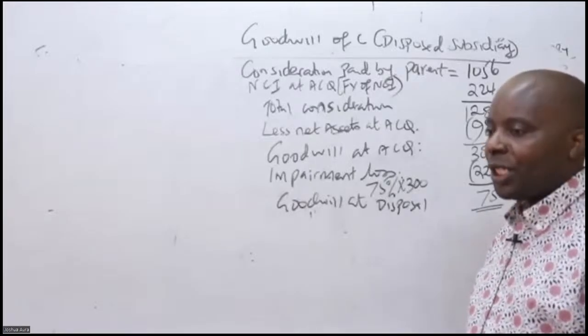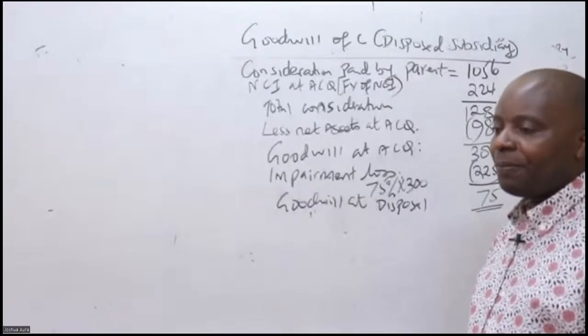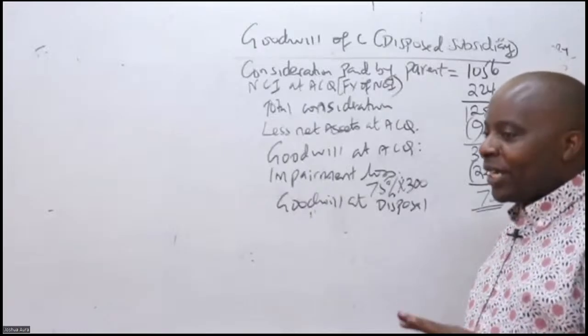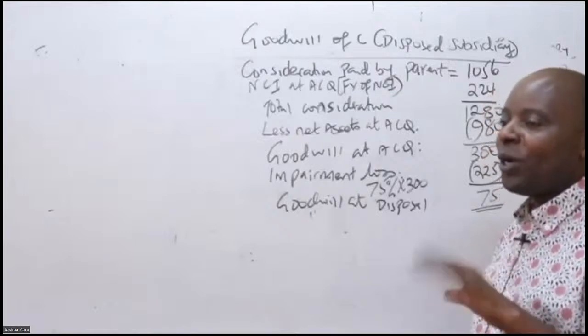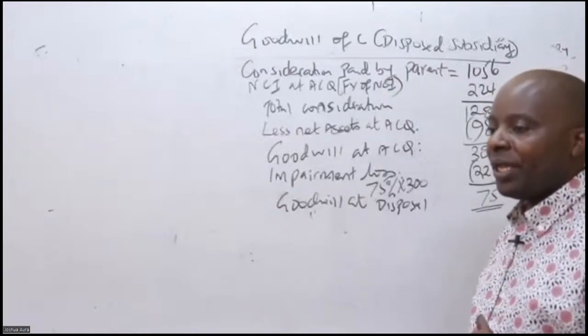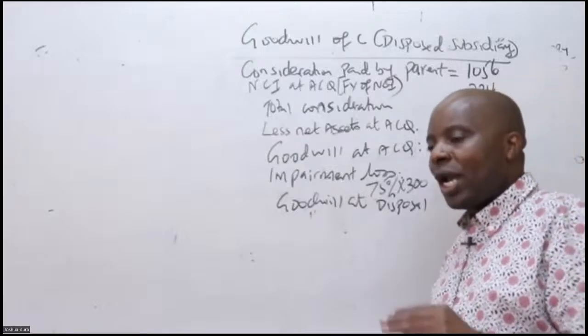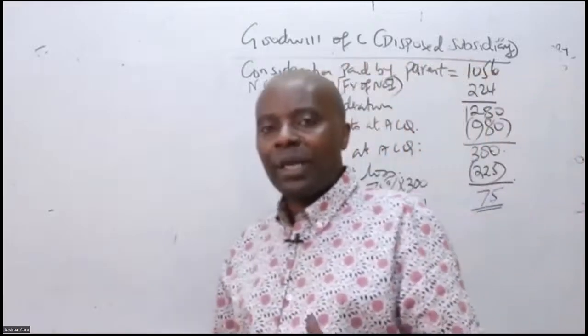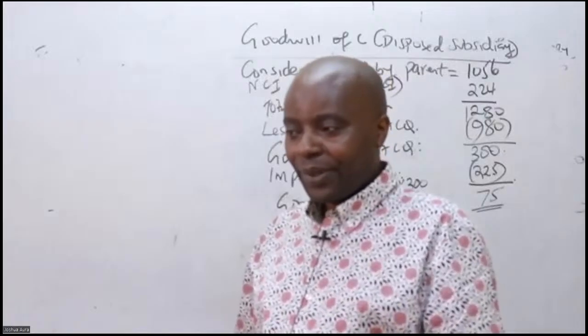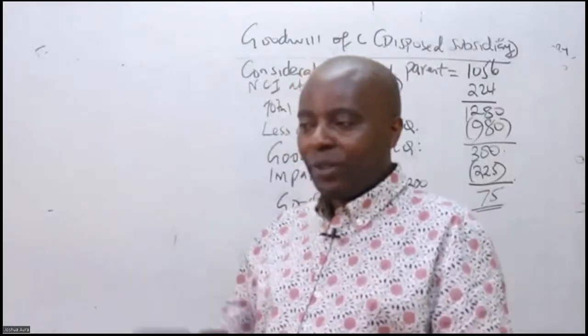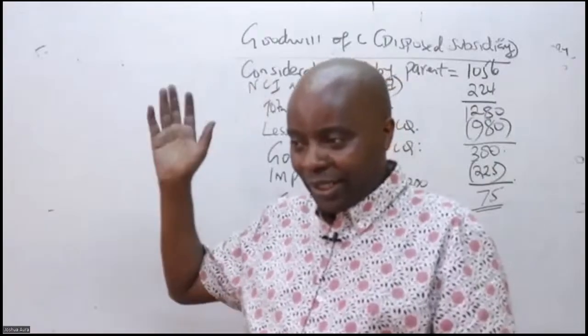This is the goodwill that was disposed with this subsidiary. So once I've gotten this goodwill that was disposed, ladies and gentlemen, I'm halfway through my problems. Trust you me. Then I'll be able to go and read down the requirement. The requirement, they want us to give them a cash flow statement.